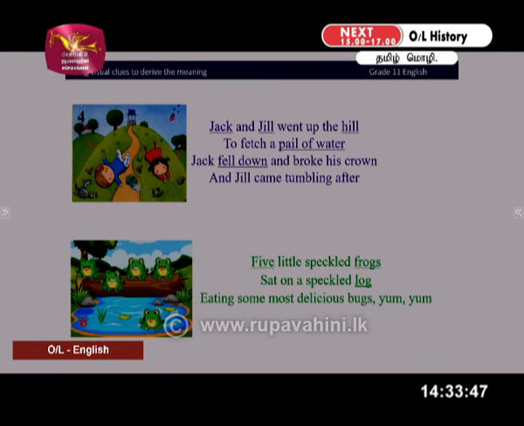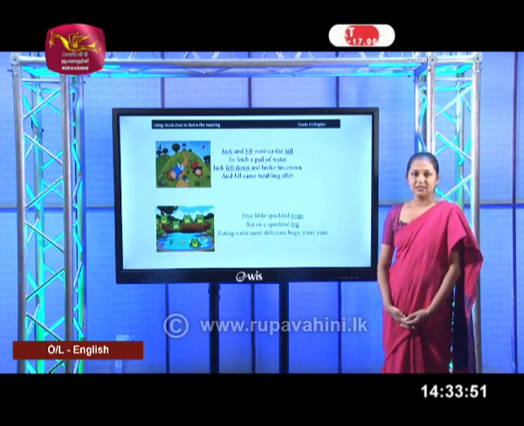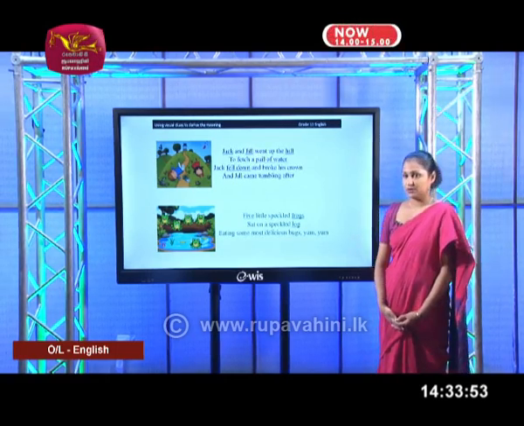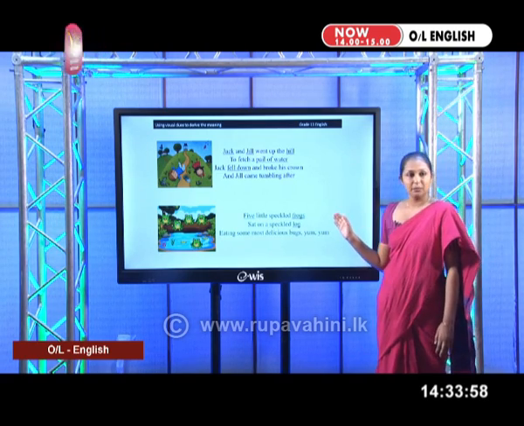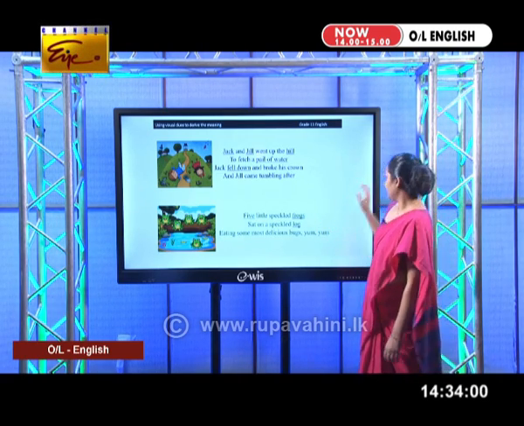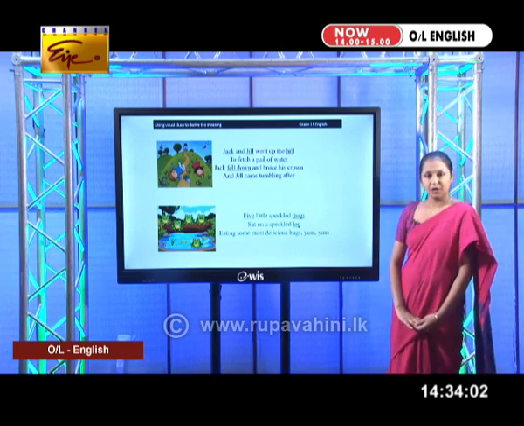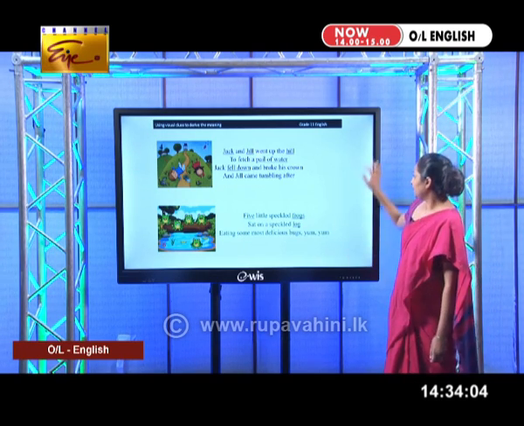Now I know you have a clear idea about understanding the text with the help of the picture clues. If you have picture clues, you can easily get the meaning of the given words. Now I am going to take you to another activity.